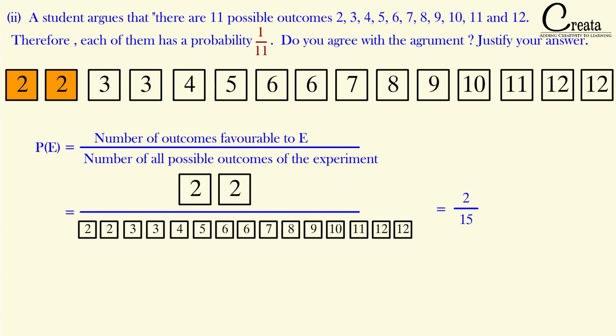So here the probability is not 1 by 11. So the argument made by the student is not correct. Are you understanding why it is not correct? Because the possibility of each output is not equal. Some outputs are more as compared to other outputs.